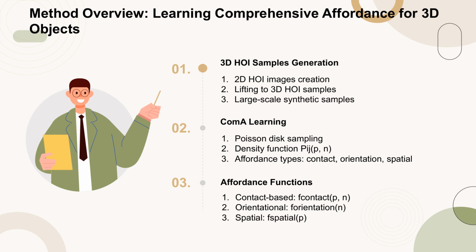Three types of affordance functions are defined: contact-based, orientational, and spatial. The contact-based function, contact, Pn, evaluates proximity and normal alignment. The orientational function, orientation, N, measures the consistency of human body orientations. The spatial function, spatial, P, counts the occurrence of human surface points relative to the object.